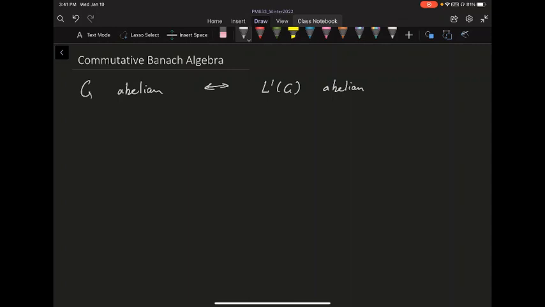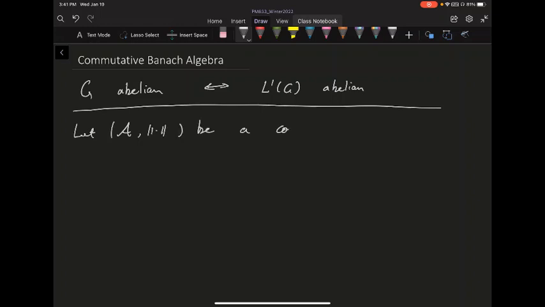All right, so let's forget about this underlying group and just start with a commutative Banach algebra. Let A, with some norm, be a commutative Banach algebra. In other words, the norm of a product is less than or equal to the product of the norms, and it's a Banach space itself. All right, so let's first make some definitions.